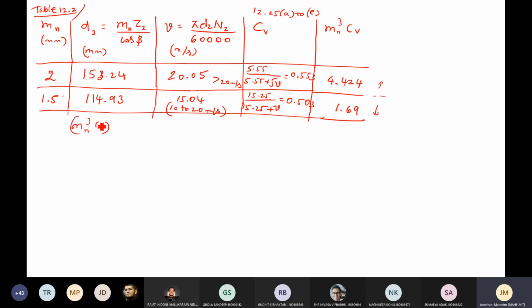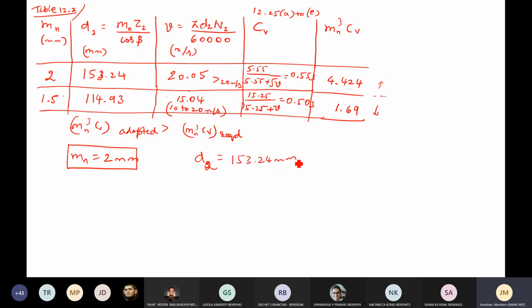So mn cube Cv to be adopted should be greater than mn cube Cv which is required. So we'll go with mn equal to 2 mm itself, not 1.5. If this is 2 mm, then D2 as calculated will be 153.24 mm. Accordingly, D1 will be 153.24 by 4, which comes out to be around 38.31 mm.